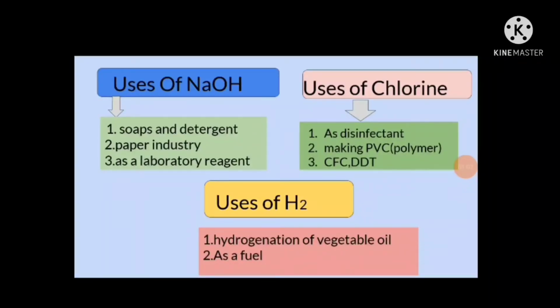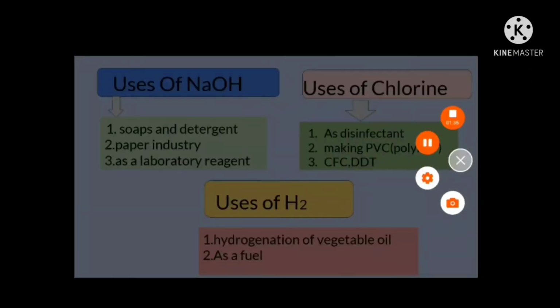And the uses of hydrogen: it is used in the hydrogenation of oil to obtain solid fats called vegetable ghee, and hydrogen is used in the production of hydrochloric acid. Hydrogen is used to make ammonia for fertilizers, and liquid hydrogen is used as fuel for rockets.